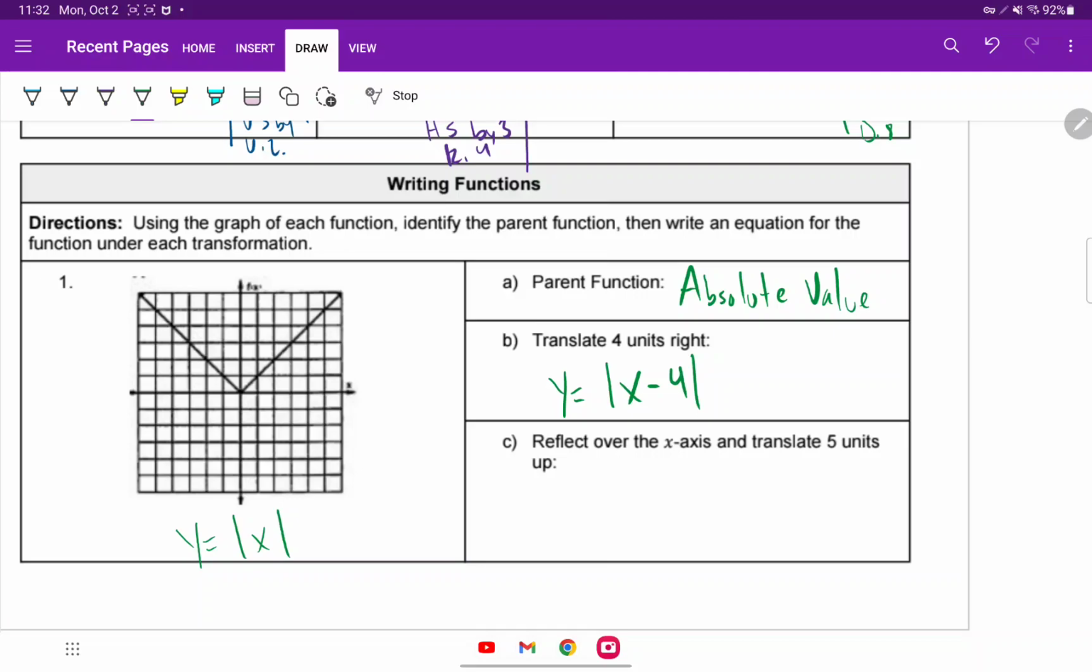Letter C. Reflect over the x-axis and translate it 5 units up. Okay, so y equals, here's the absolute value of x. So reflected over the x-axis is a negative in front of the whole function. And translated 5 units up, that is plus 5. So our transformed equation is y equals negative absolute value of x, plus 5.